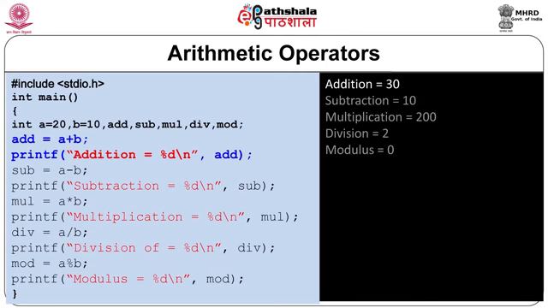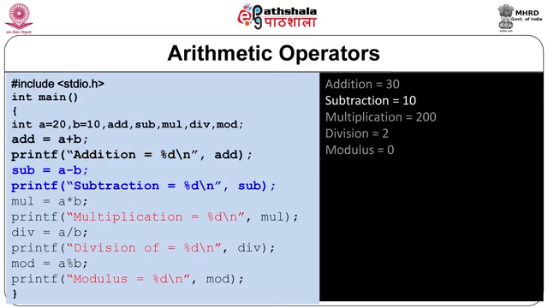Here I am considering add equal to A plus B, and then I am printing the result immediately using printf statement. Your value of A is 20, value of B is 10, so addition will be 30. When these two instructions are executed, result will be displayed as 30.